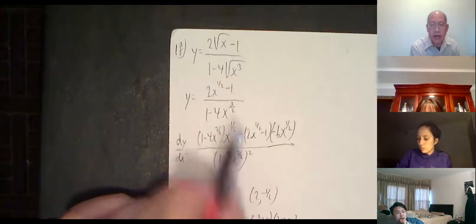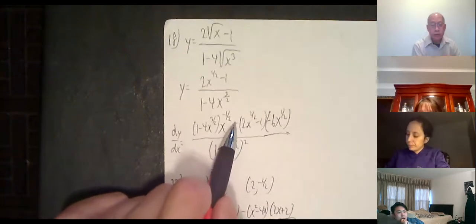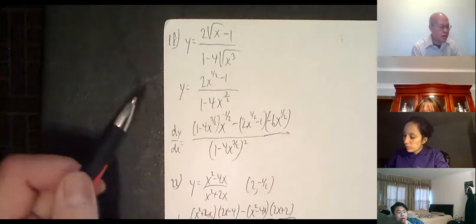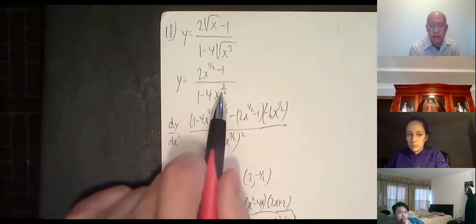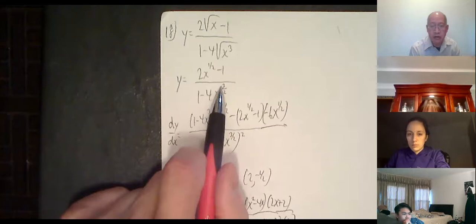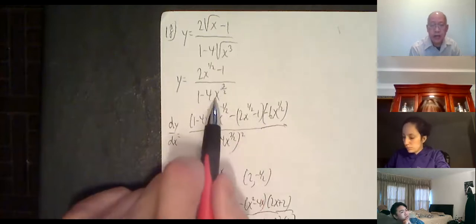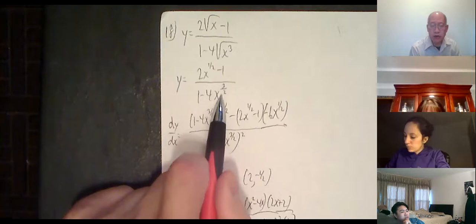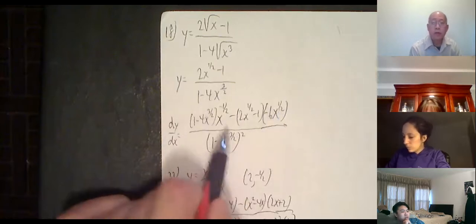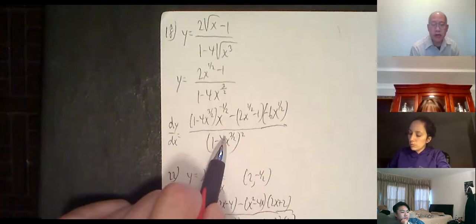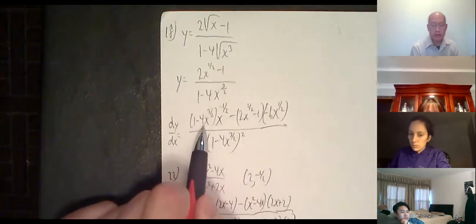Minus the other way around. Top, just copy it, times the derivative of the bottom. So what's the derivative of the bottom? The derivative of 1 is 0. Let's see. Negative 4 times 3/2 comes out to be negative 6. X to the 3/2 minus 1 is 1/2. All over 1 minus 4x to the 3/2, squared. And this one's so bad, we'll just stop there. Yeah, we'll just leave that alone.